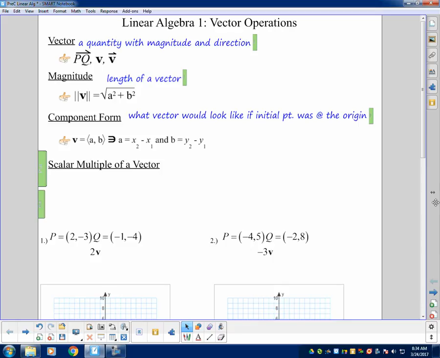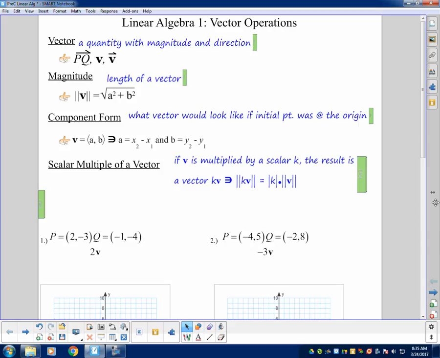All right, scalar multiple of a vector. If v is multiplied by a scalar k, k is just a constant, the result is a vector k times v. That symbol means such that the magnitude of kv is equal to the absolute value of k times the magnitude of v.